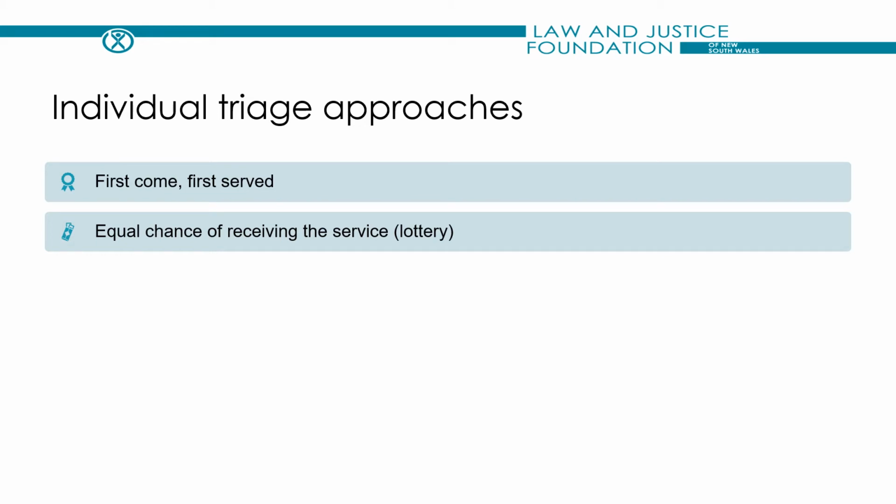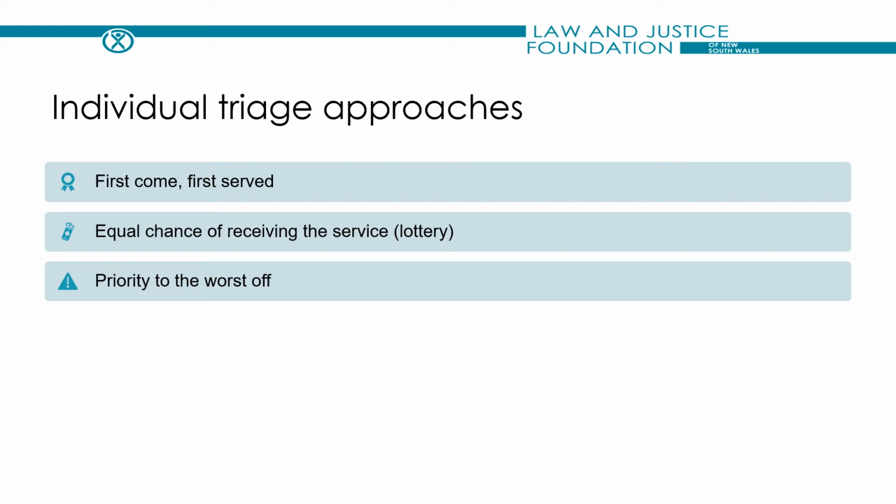Equal chance of receiving the service, or the lottery approach. This approach is not often used outside of research settings or trials and is generally used in order to create the equivalent of a randomised trial. Weighting can be added to particular groups if necessary, and this approach can sometimes be useful when other more nuanced or just ways of triaging are impractical, or after other approaches have already been applied and there are still more equally situated claimants than resources can accommodate.